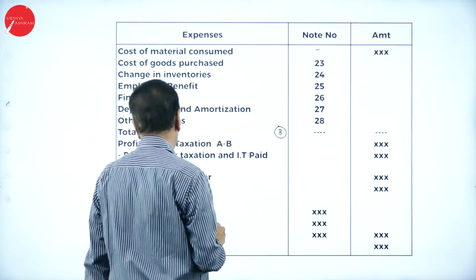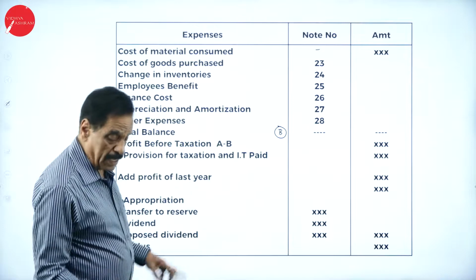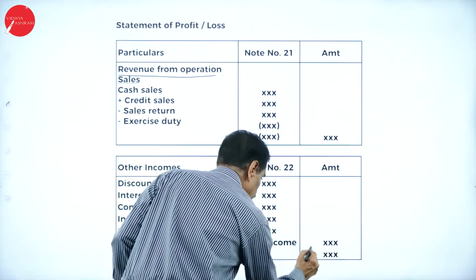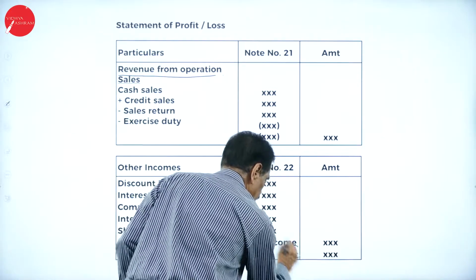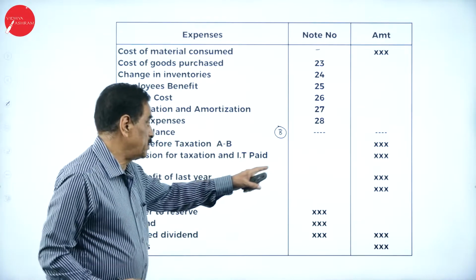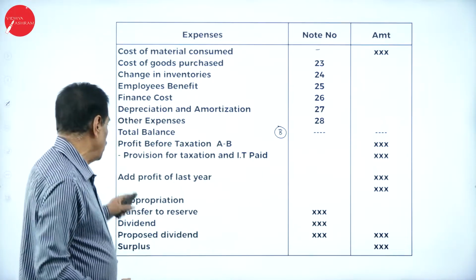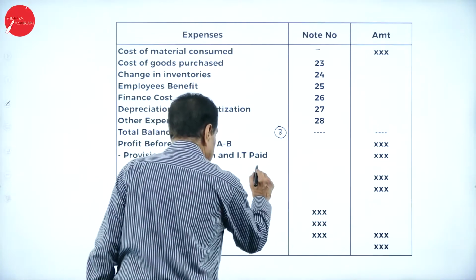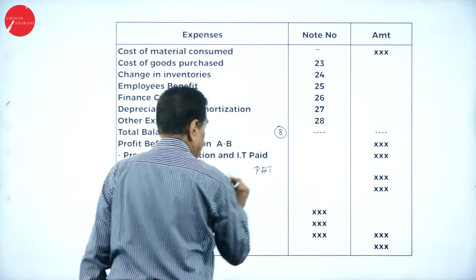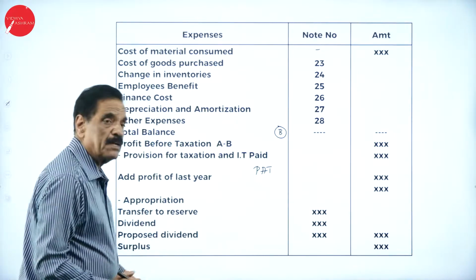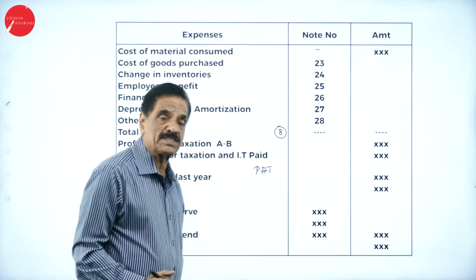First income is A. Profit before taxation, A minus B. You call this as A. This is your total income. Profit before taxation, A minus B, minus provision for taxation and income tax paid. Then this is profit after taxation. Then profit of the year minus transfer to reserve and dividend proposed, whatever the difference comes, that is the surplus.